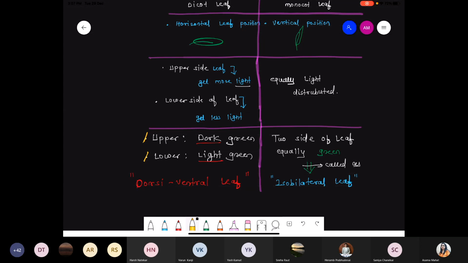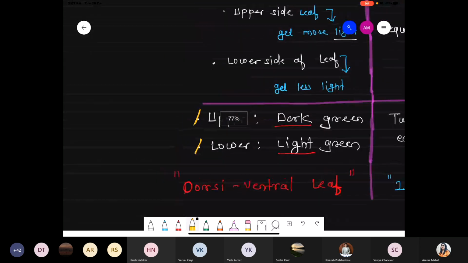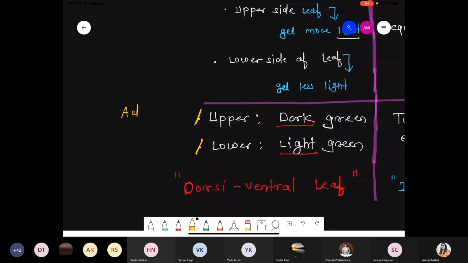Another one. Now we are talking about the alternate names. The upper side is called the adaxial side, and the lower side is called the abaxial side. Adaxial and abaxial. So remember abba dabba: AB and AD. Okay, abba dabba, lower side abba and upper side dabba. So abaxial and adaxial.